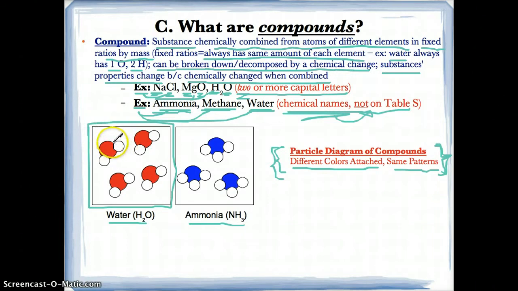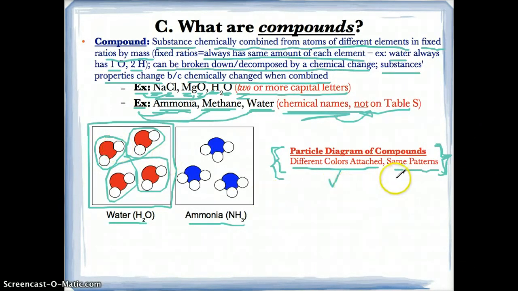How we can tell that is, first of all, let's see if we have different colors attached per unit. In each of these four units, which I'm going to circle right now, we have one red sphere attached to two white spheres. All right, so notice that we already have different colors. We can already see that. There's one red sphere and two white spheres per unit. So do we have different colors attached to each other? Yep, because each unit contains a red sphere and two white spheres attached to it. So we know we have different colors attached to one another.